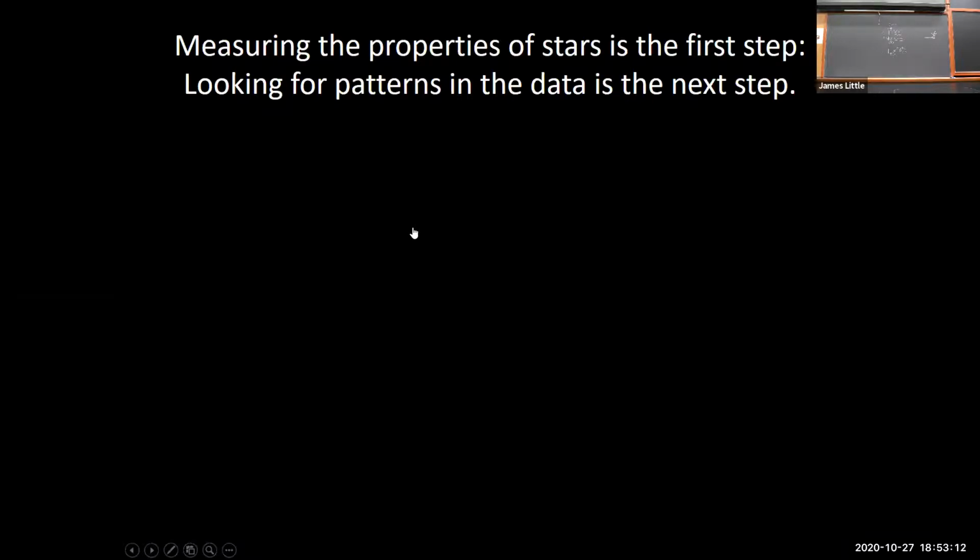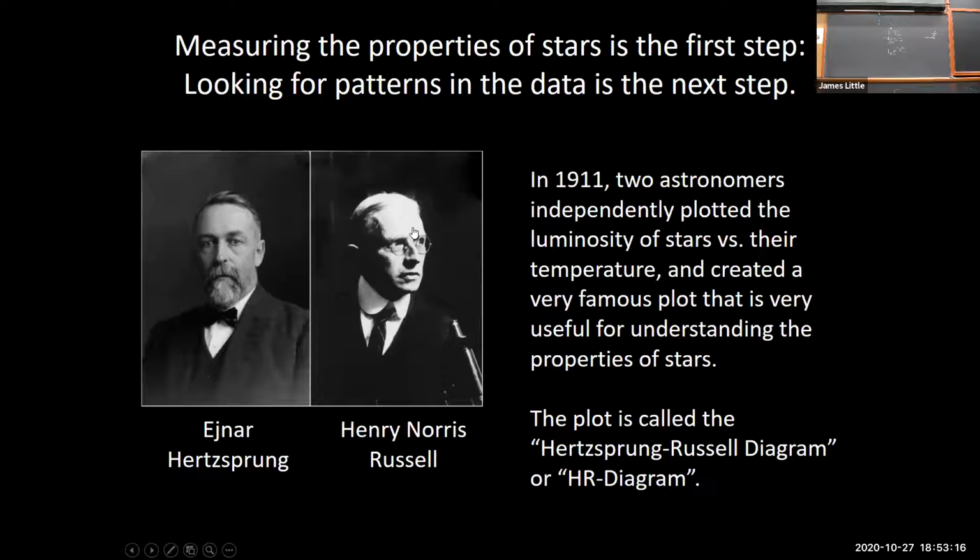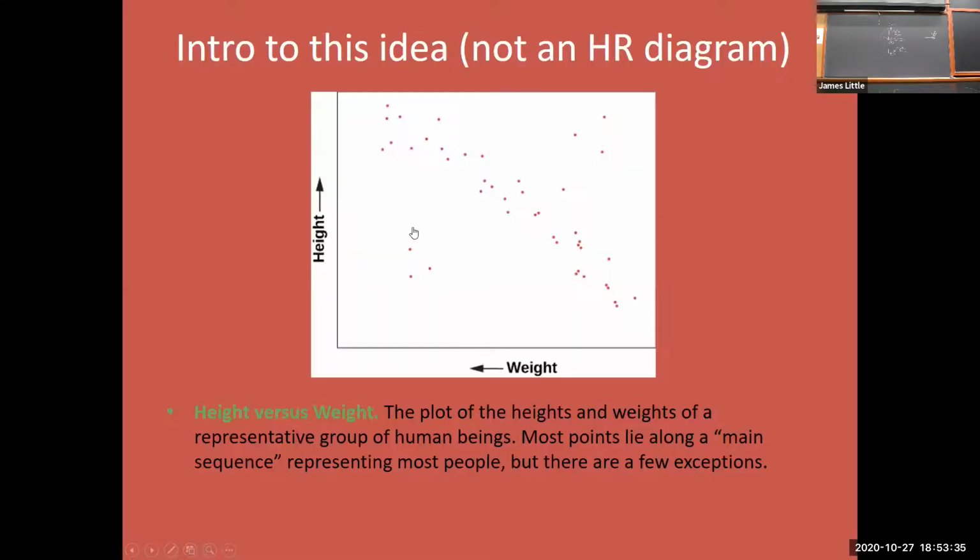So measuring the properties of stars is the first step. Looking for patterns in data is the next step. In 1911, 2 astronomers independently plotted the luminosity, the total energy output of stars, versus their temperature. And they created a fairly famous plot that's useful for understanding the properties of the stars. This plot is called the Hertzsprung-Russell diagram, or HR diagram. It's what everybody says.